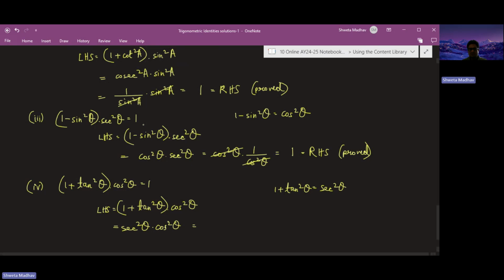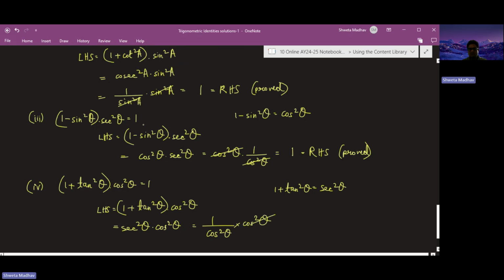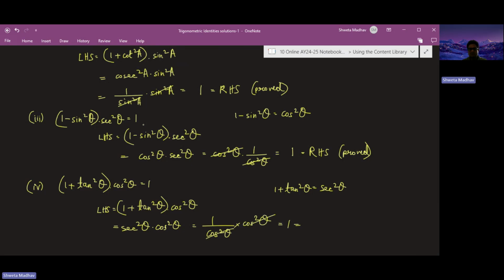Now sec square theta is 1 by cos square theta, into cos square theta. So cos square theta and cos square theta will get cancelled, and that is equal to 1, which is equal to the right hand side. So hence proved.